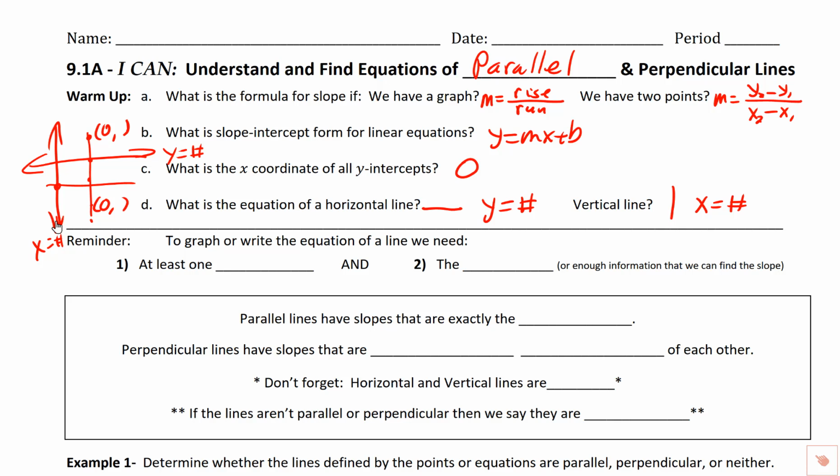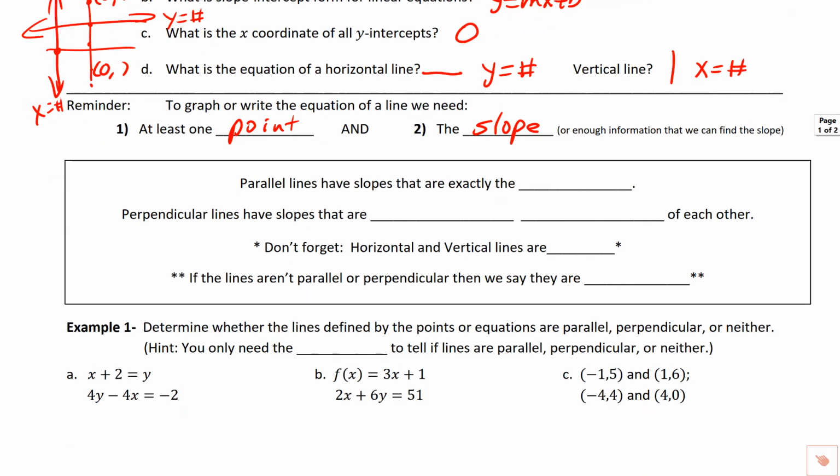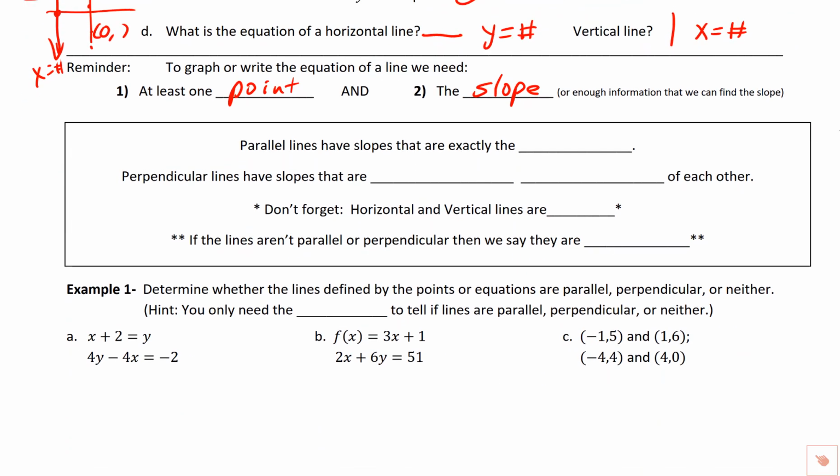Okay, a couple more reminders. Remember, if they want us to write the equation of a line, they've got to give us at least 1 point, and they've got to give us the slope. And if they don't give us the slope, they've got to give us enough information to figure that out. So, reminder about parallel and perpendicular lines. Parallel lines have slopes that are exactly the same. Perpendicular lines have slopes that are opposite reciprocals.